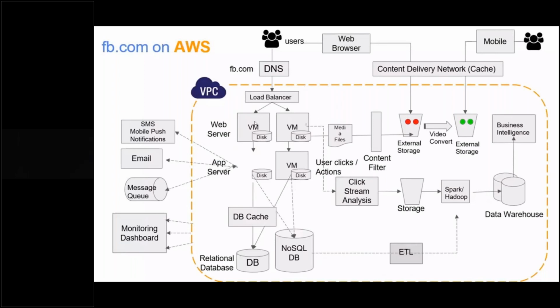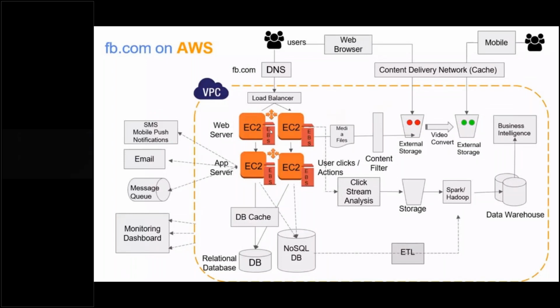Now let's try to replace these virtual machines. AWS has a service called EC2, and the volumes are called EBS. So you replace these VMs with EC2, and the disks associated with these VMs with EBS. These are put into something called auto scaling. For example, if your CPU is at 50%, AWS will automatically add a new server so that the compute is balanced well.